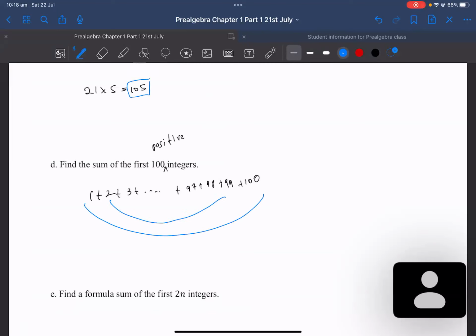Yes. And how many of those are there? I'm not sure. I think 50 or something. It is 50, right? There's 100 numbers. That means 100 divided by 2 is 50 pairs. Because remember, all the numbers keep pairing up to 50 and 51. So it's 101 times 50, and that's the answer.